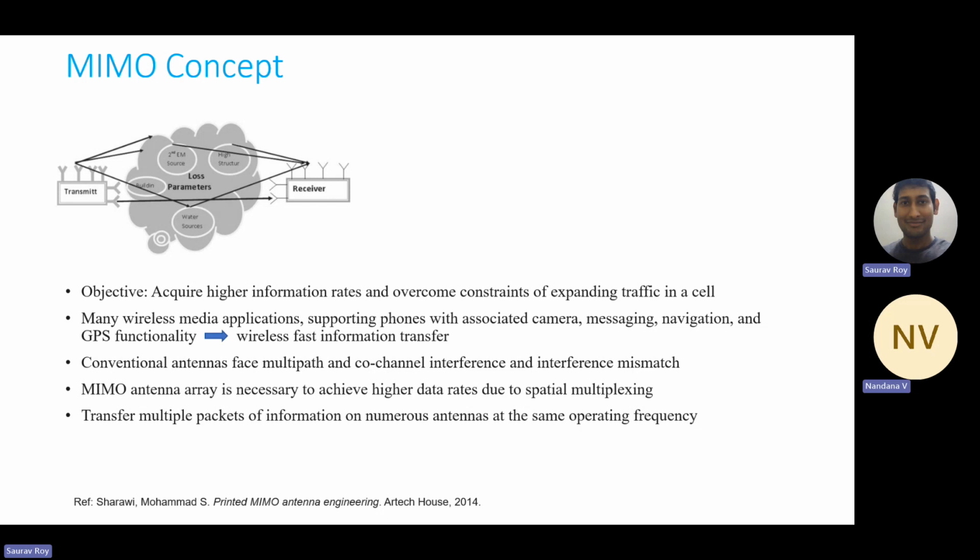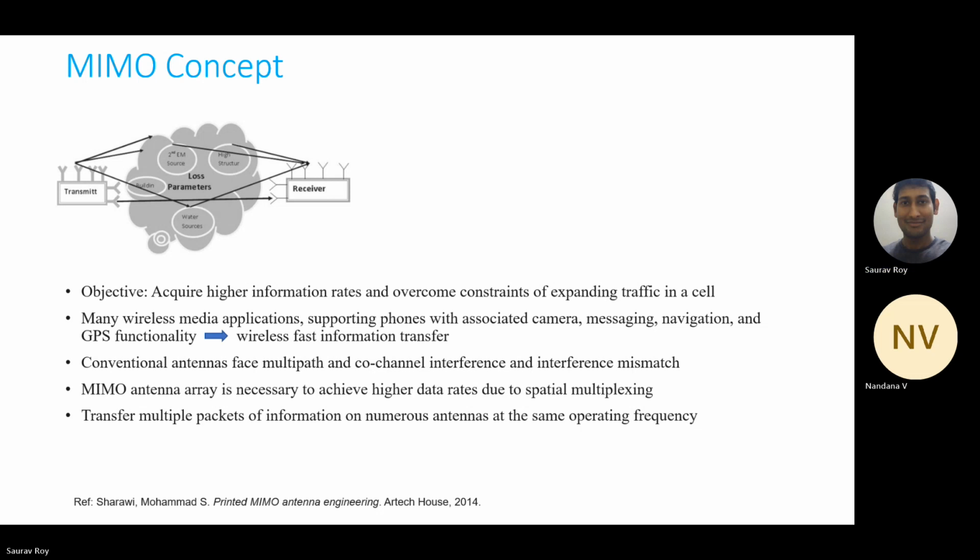And there are now several cameras and navigation with GPS functionality, right? All of these are mostly connected to the internet, right? So we need very fast information transfer nowadays. So how to have that? One concept that has come is MIMO.